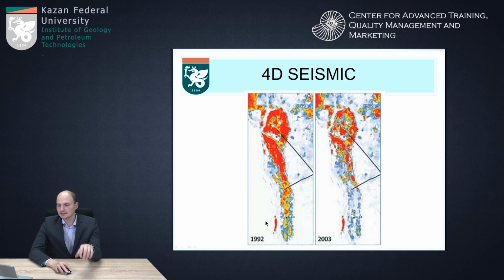In 1992, we had all of the layers saturated with gas, and 11 years after, we see that gas remains only in a certain point. That means we can monitor the process of the extraction of reserves using 4D seismic.